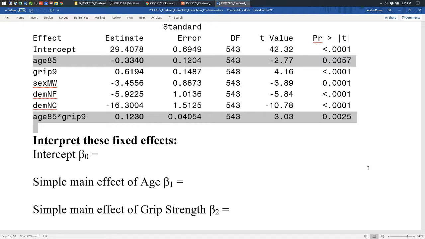Is the age effect getting stronger or weaker in stronger persons? It's weaker, less negative. Less negative or less positive implies a smaller effect. So for every additional pound per square inch, that's what a unit of grip is, that age slope itself of minus 0.33 becomes less negative by 0.12. The age slope changes per pound of grip strength by this much.